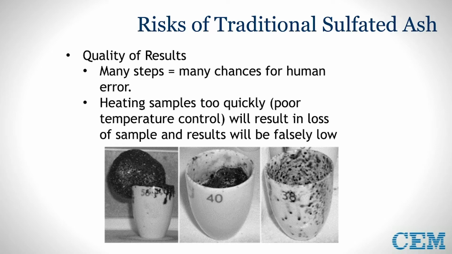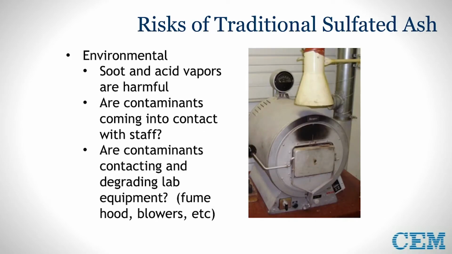One more risk is the environmental risk of not only sulfated ash, but just ash in general. So in general ashing, soot is generated from burning that sample. So it's important to make sure that that soot is being handled properly, that those fumes are being pulled away and out of the lab so that laboratory personnel are not exposed to that soot. Same goes for acid vapors in the case of sulfated ash.